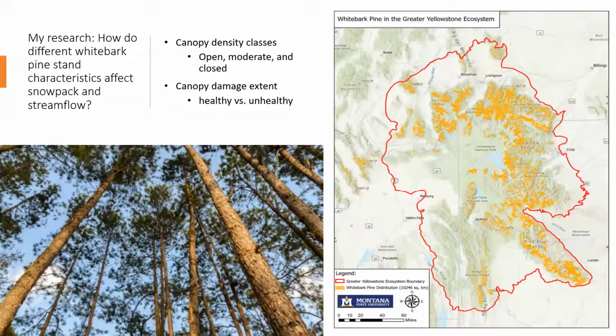I will be specifically looking at different canopy density classes, which consist of open stands, as defined by having 0 to 20% canopy cover, moderate stands, as defined by having 20 to 60% canopy cover, and closed stands, as defined by having 60 to 100% canopy cover. I will also be looking at different canopy damage extents, where healthy stands have low canopy damage and more live trees, and unhealthy stands have high canopy damage and more dead trees.